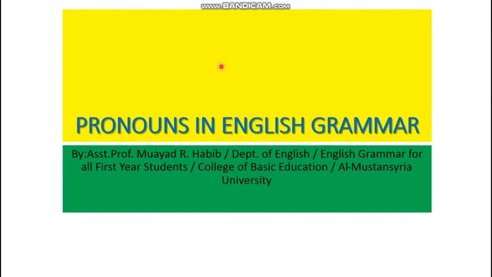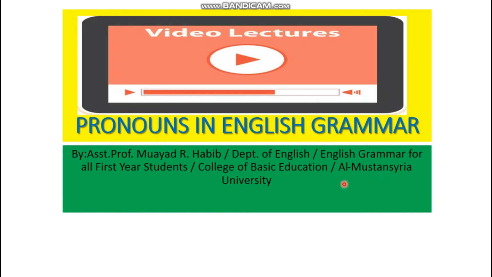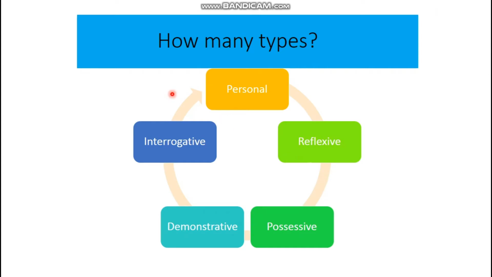Today's PowerPoint is talking about pronouns in English grammar, and this is for the first year students at the English department. How many types are there in English grammar? As a matter of fact, as shown here, there are five: personal pronouns, reflexive pronouns, possessive pronouns, demonstrative pronouns, as well as interrogative pronouns.